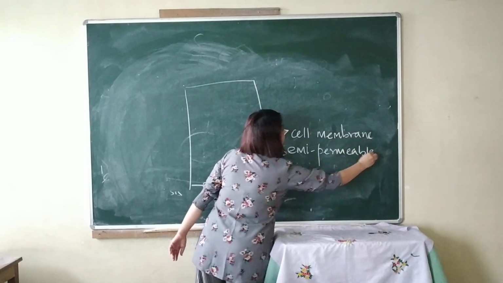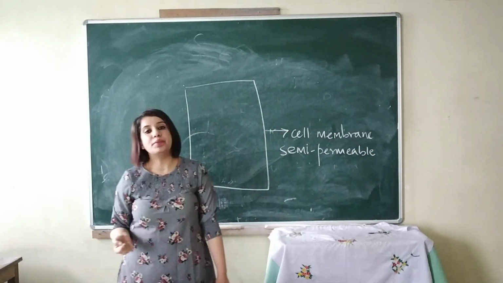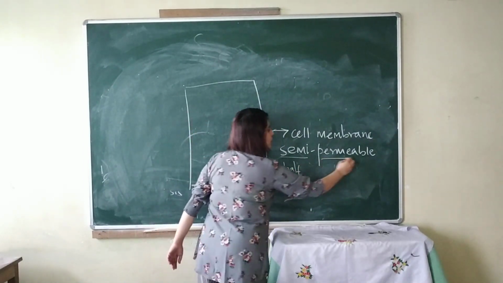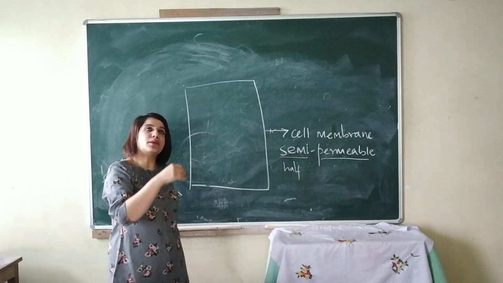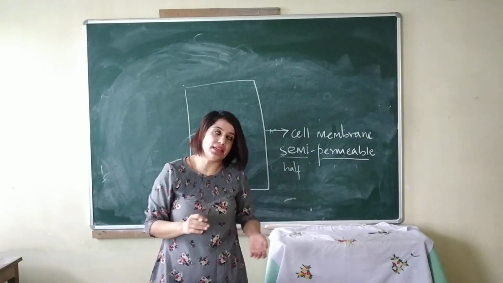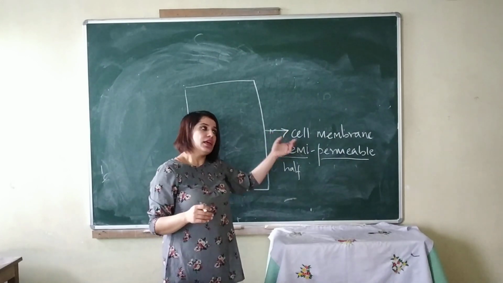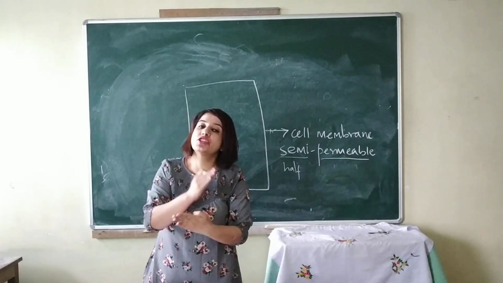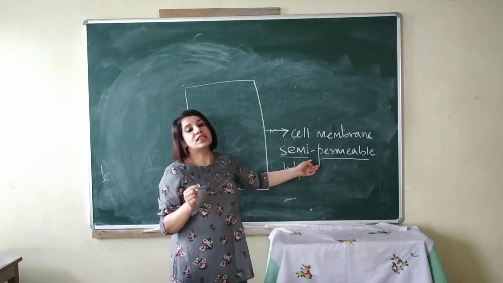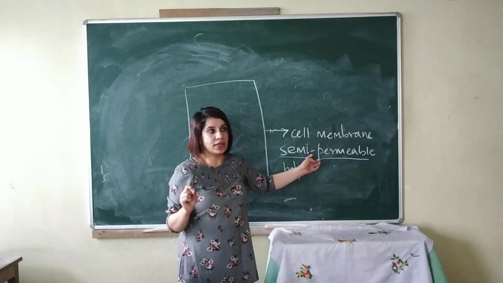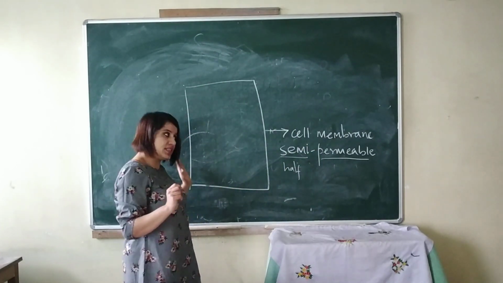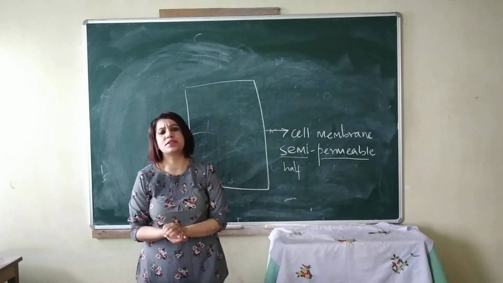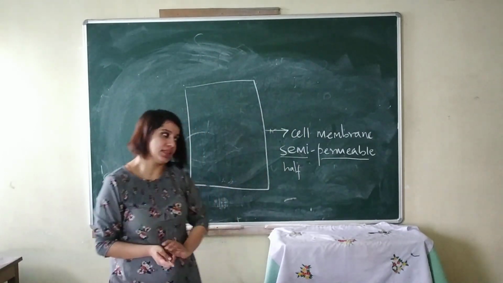Now, the cell membrane is a semi-permeable membrane. What do you mean by the term semi-permeable? Semi means half and permeable means to allow some substances to pass through it. So the cell membrane allows only some substances to pass through it. Hence it is called a semi-permeable membrane. It first protects the cell. Next, it allows only some substances to pass through it.